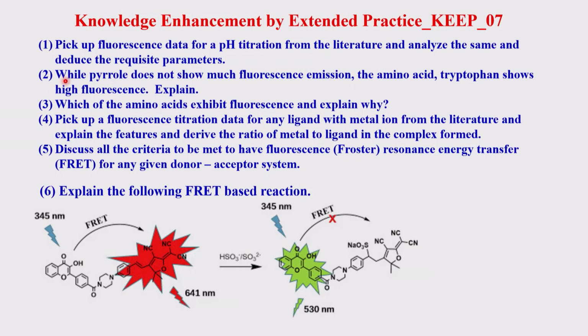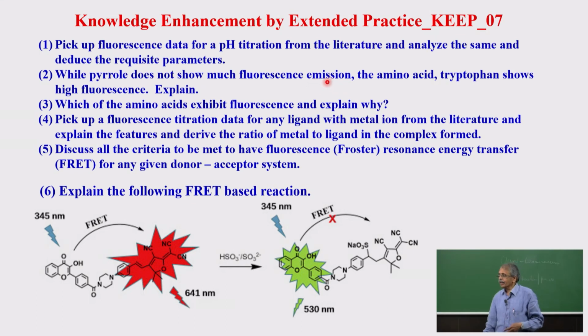So look at the other one. While pyrrole does not show much fluorescence, or almost no fluorescence emission, the amino acid tryptophan shows high fluorescence.